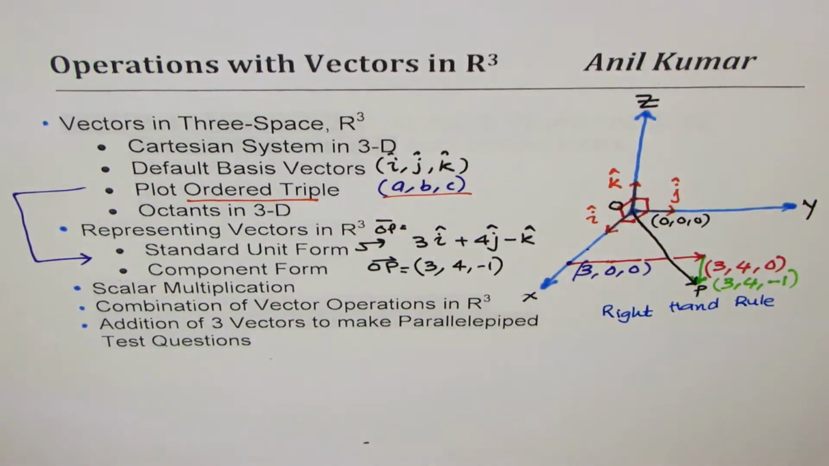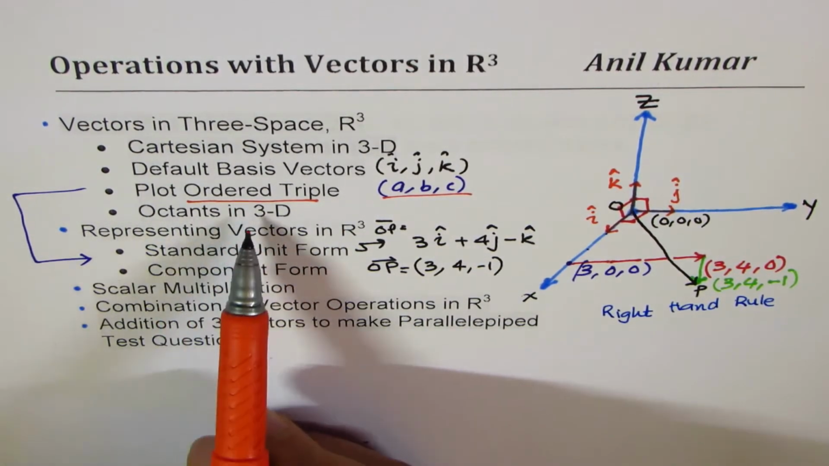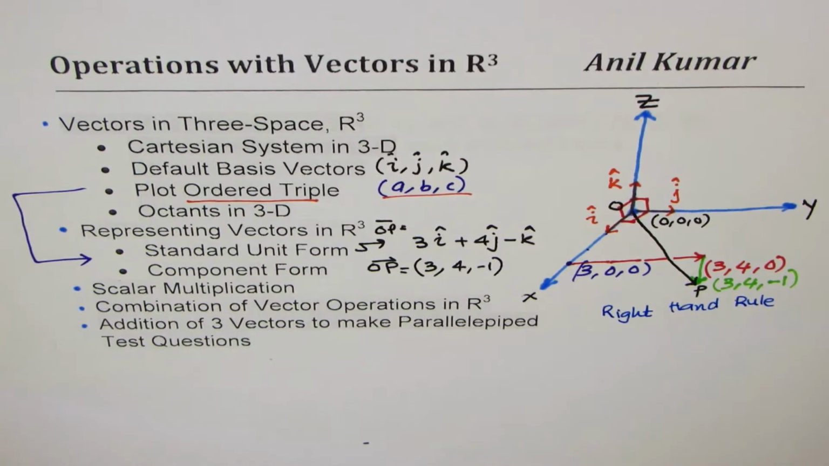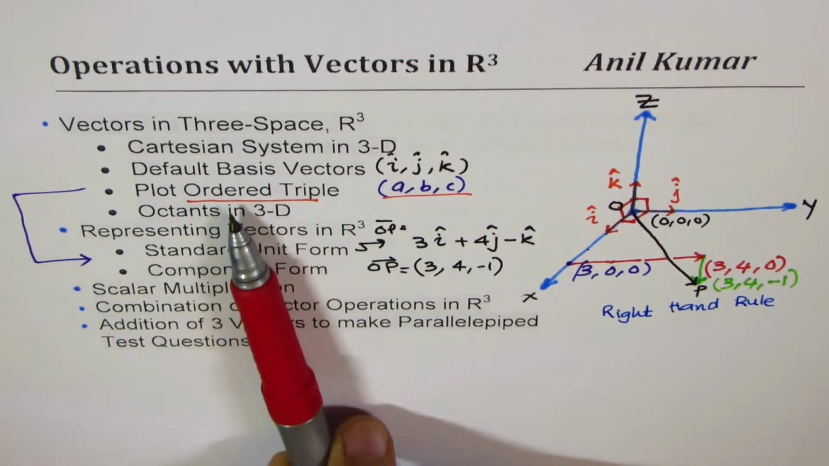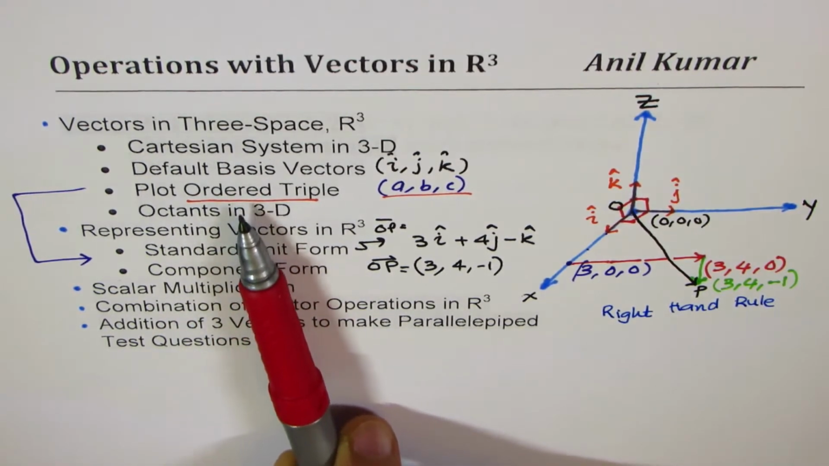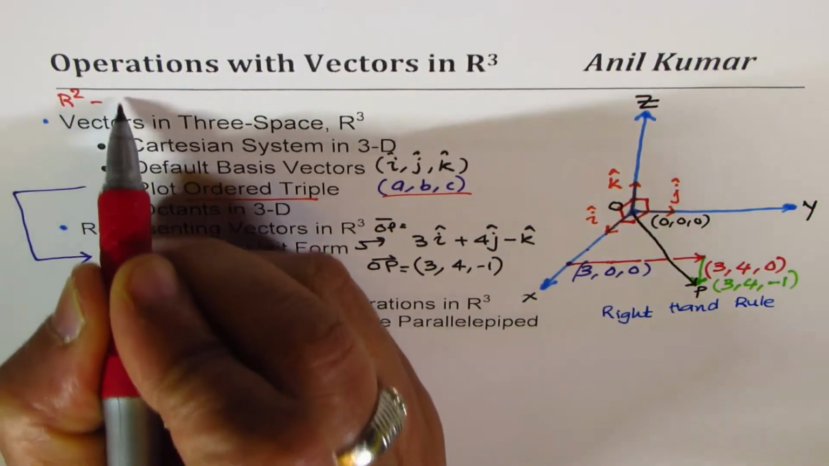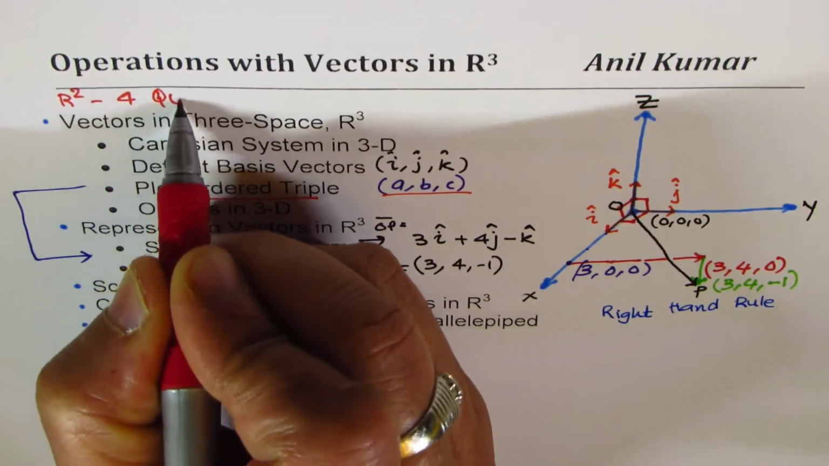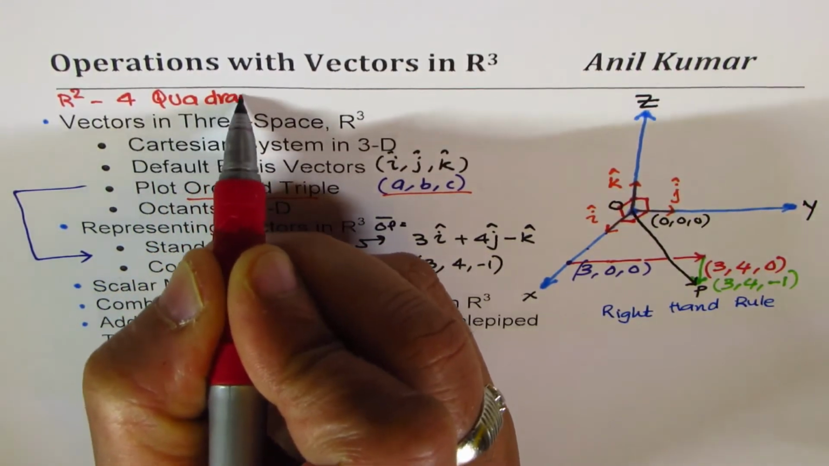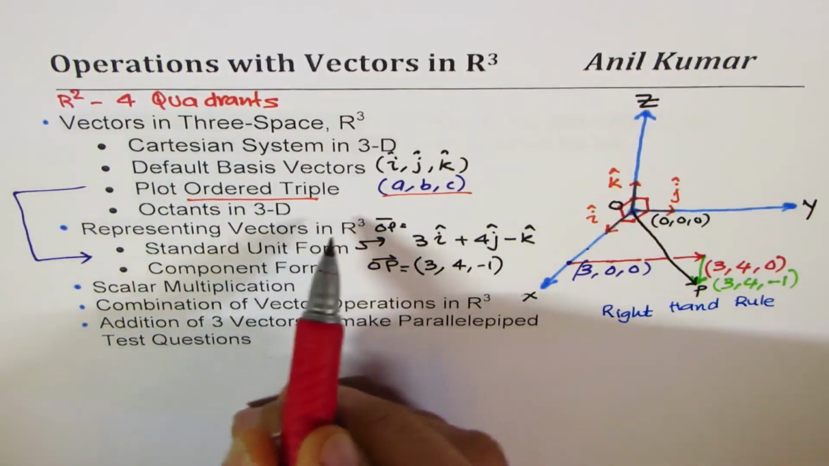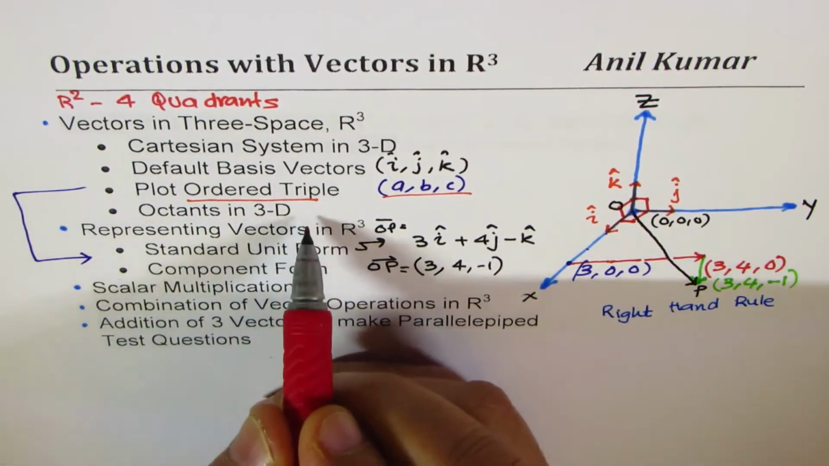Now there is one more term, which is octants. In R2, we have 4 quadrants. In R3, we have 8 octants.